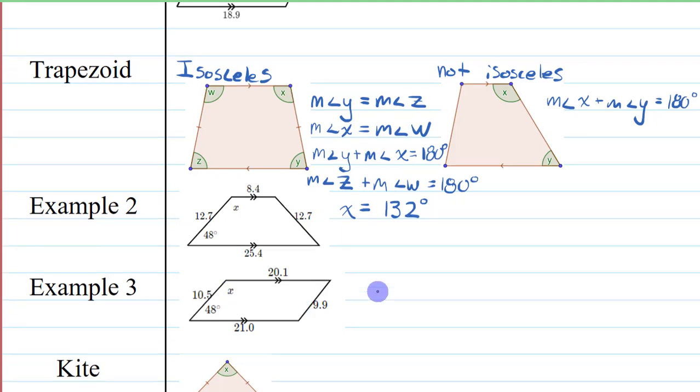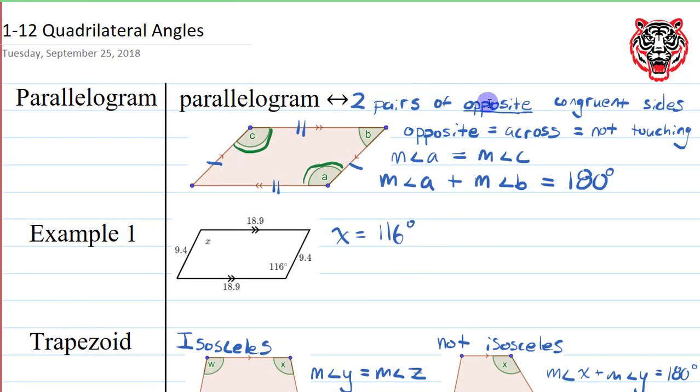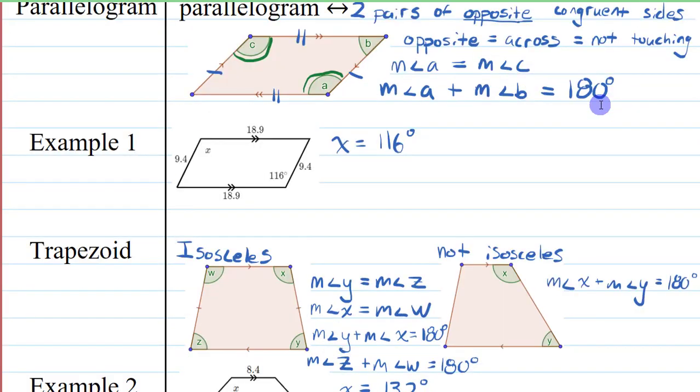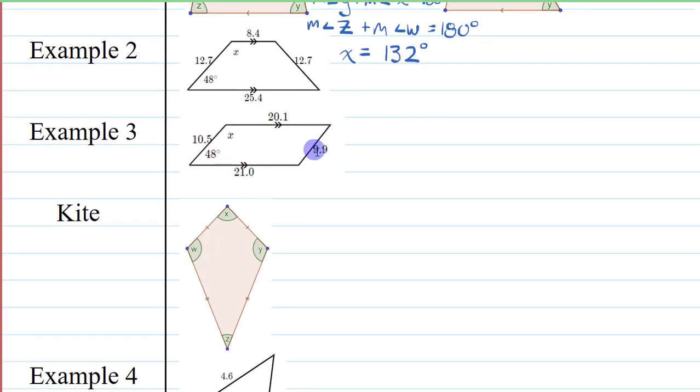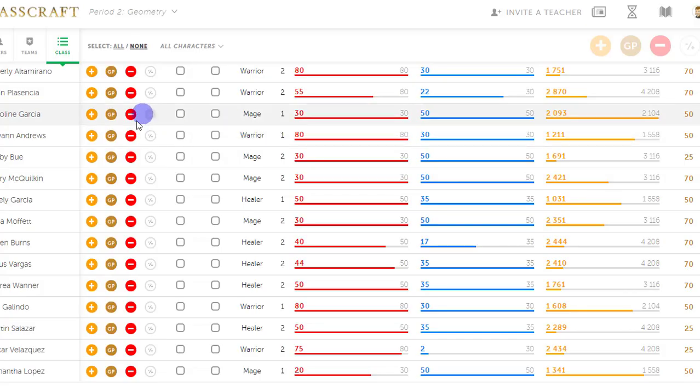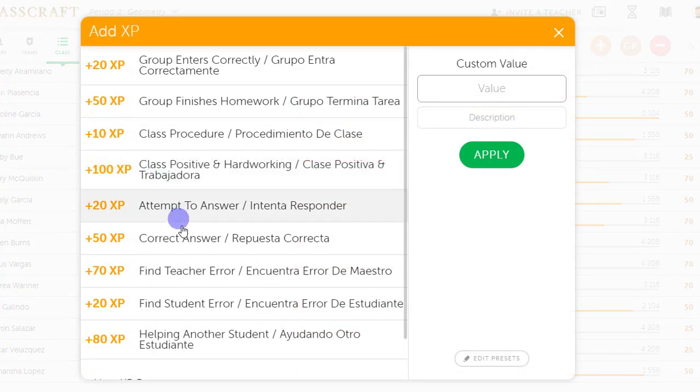Yeah, so by our definition up here, it should have 2 pairs of congruent opposite sides. These lengths here, 9.9, is not the same length as 10.5. It doesn't have congruent sides. So this is actually a trapezoid. A trapezoid has 2 parallel sides. So thank you, Colby.